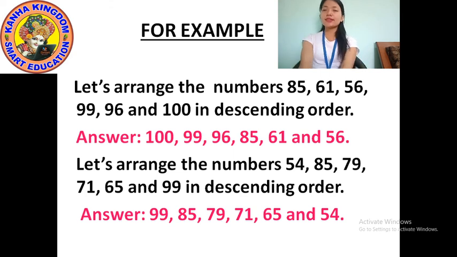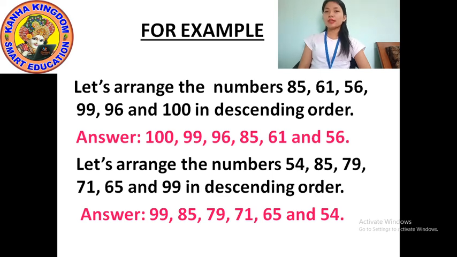Let's arrange the numbers 54, 85, 79, 71, 65 and 99 in descending order. Which number is the greatest number from 54, 85, 79, 71, 65 and 99? Which number is the biggest one? It is 99, right? 99 is the biggest one because its tens place has 9. So 99 is the biggest one.